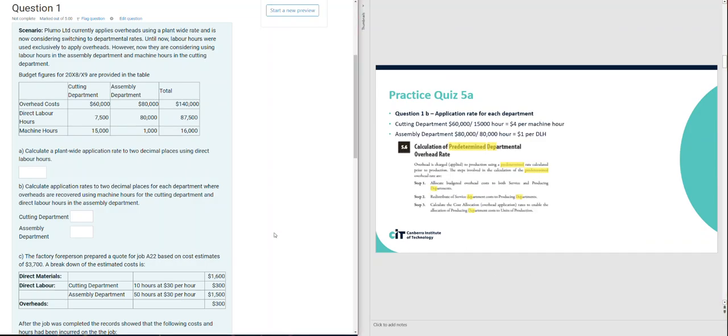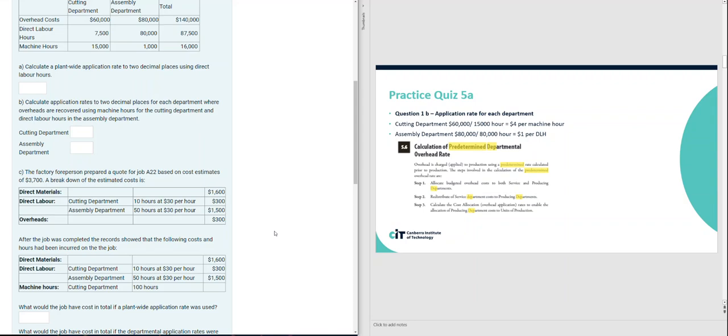Next, calculate the application rate to 2 decimal places. Again, be careful whether it's 2 decimal places or 4 decimal places, and make sure you give the correct answer as per the requirement. Calculate applicable rates to 2 decimal places for each department where overheads are covered using machine hours for the cutting department, and direct labor hours in the assembly department.